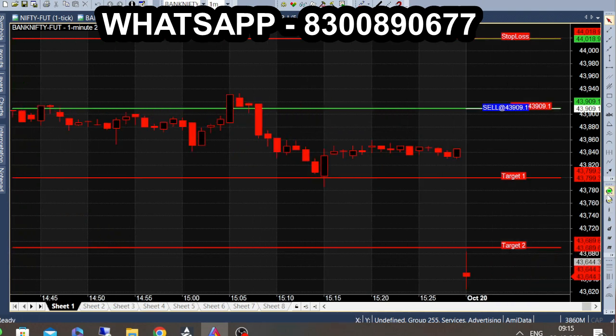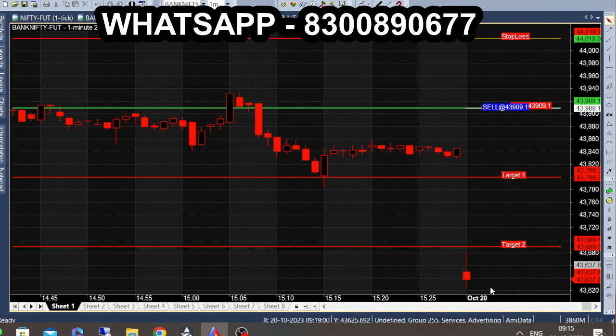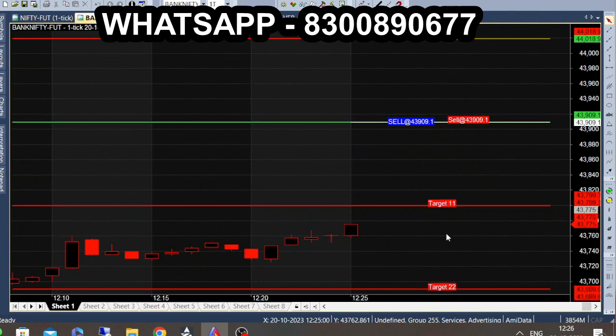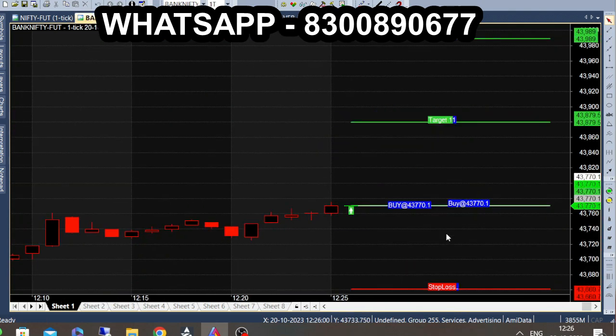And today it's a gap down opening, and this buy call momentum followed up to today 12:25. At 12:26, a new buy call was generated, a green color candle opened. Like this, it will automatically generate calls like a signal.